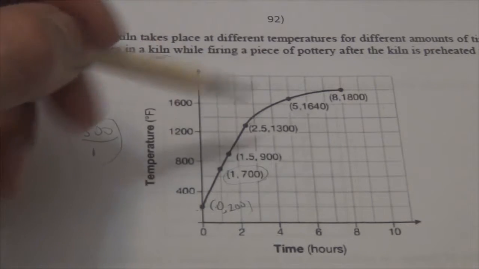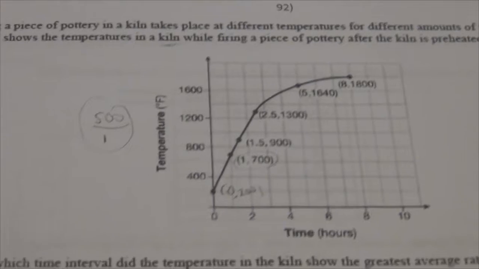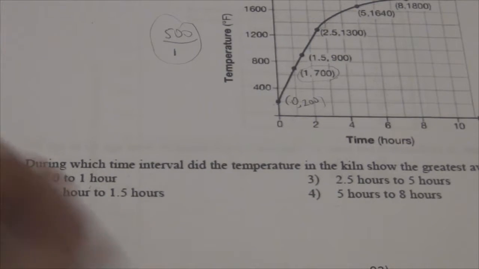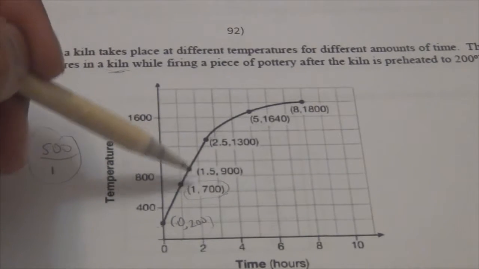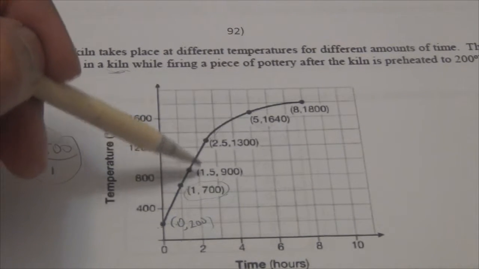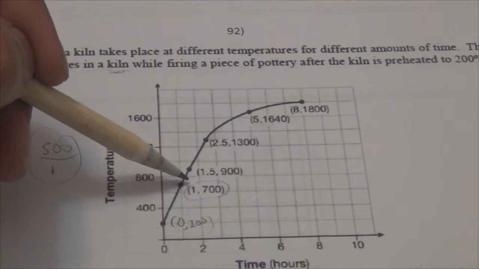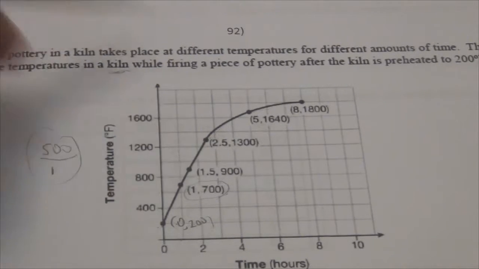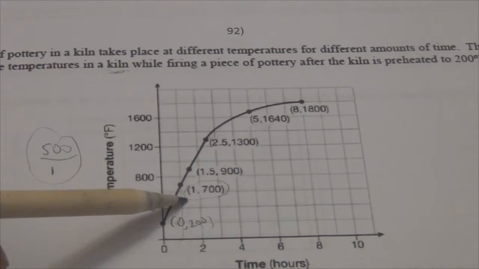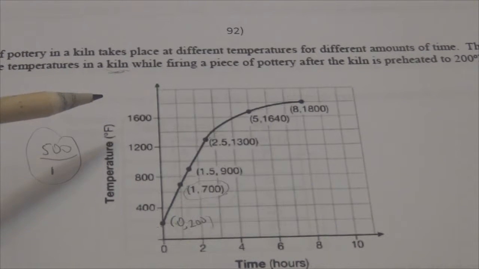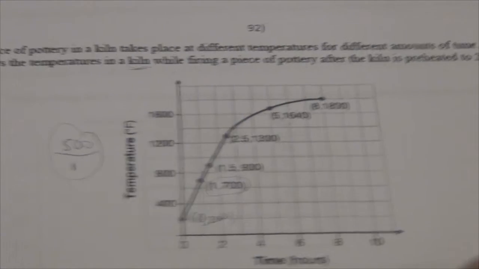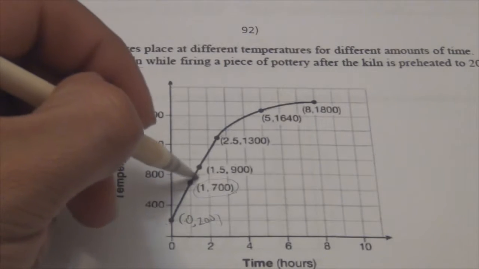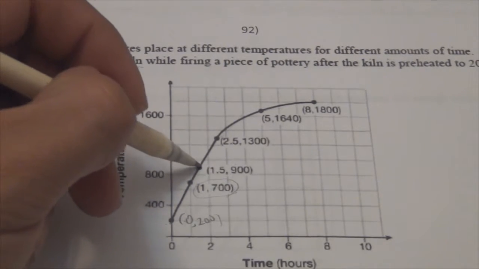All right, now let's go on to the first hour to 1.5 hours. The increase was 200, and 1.5 minus 1 is 0.5. So 200 divided by 0.5, let's see what it is. 200 divided by 0.5 is 400, not 500. So from here to here the average rate of temperature increase is 400.